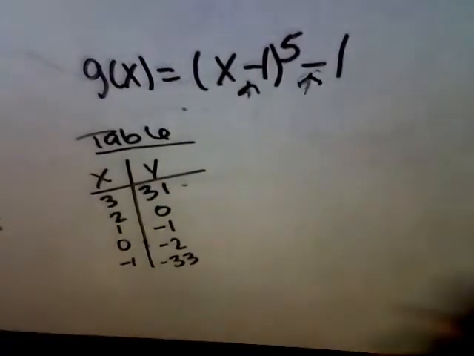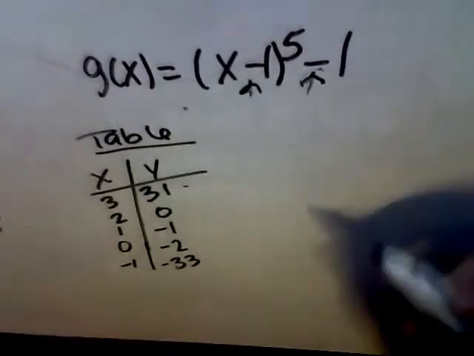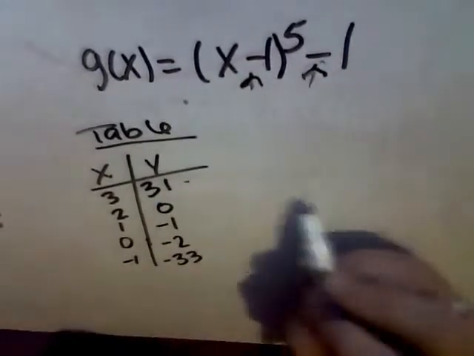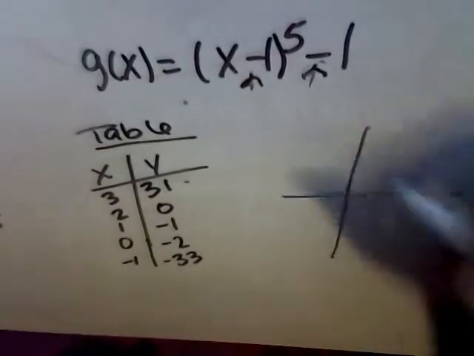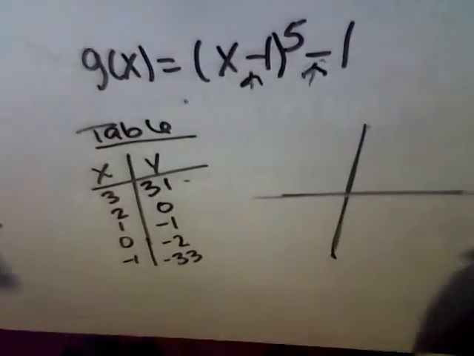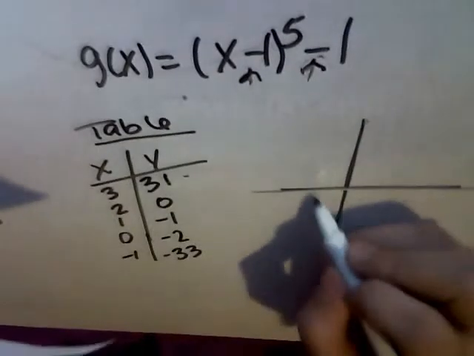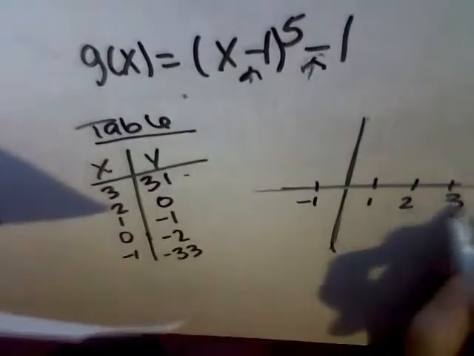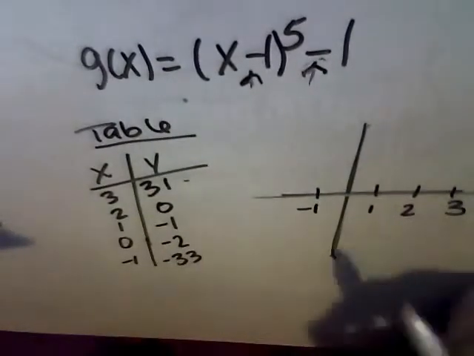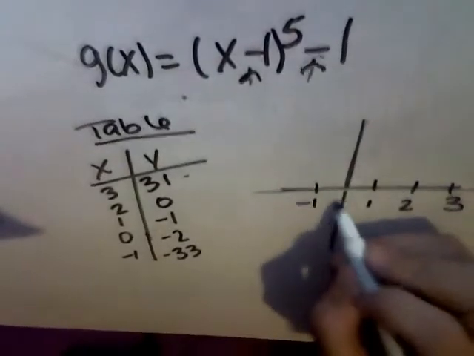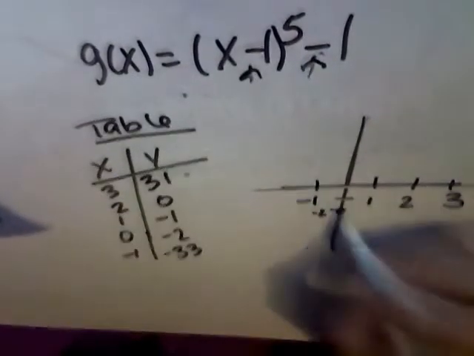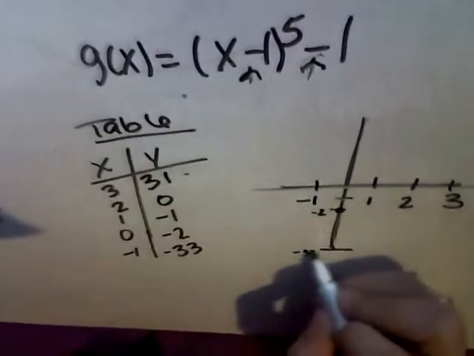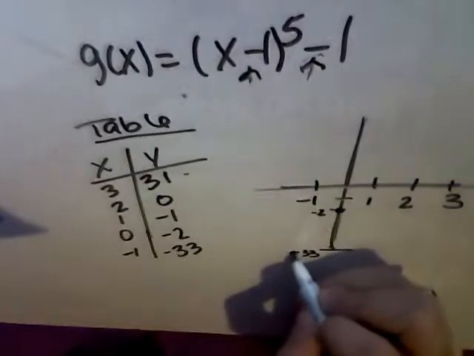Alright, so there's your table. Now let's graph it. Alright, so we have -1, 1, 2, and 3. So for 0, we have -2. For negative 1, we have negative 33. I'll just make this negative 33. There you go.